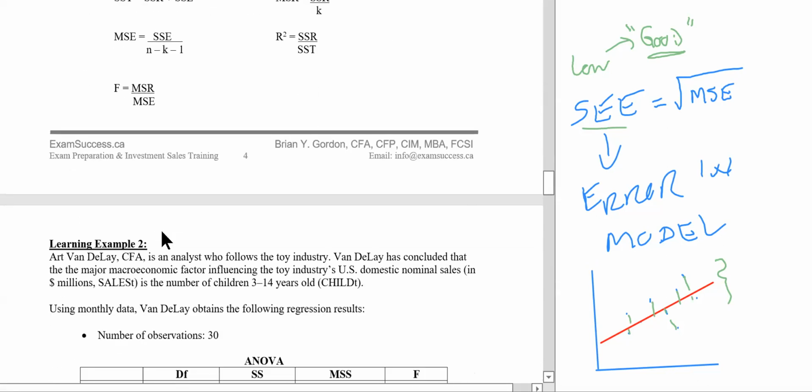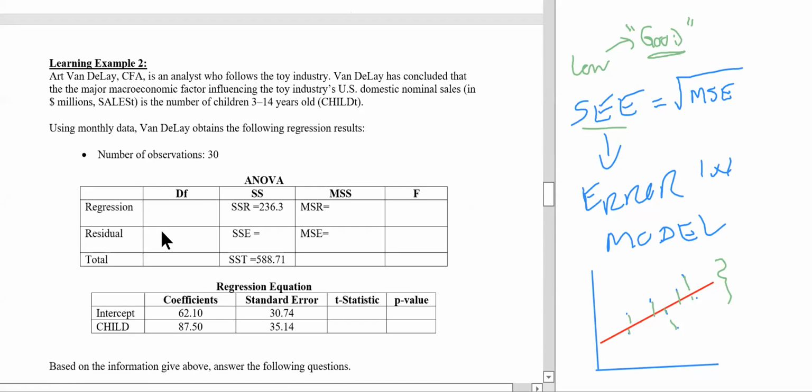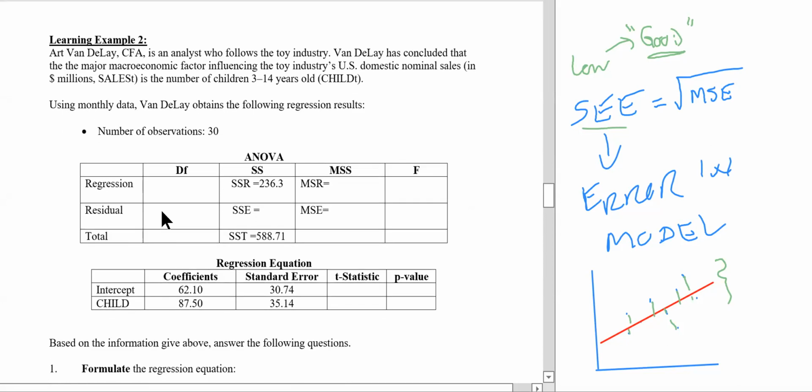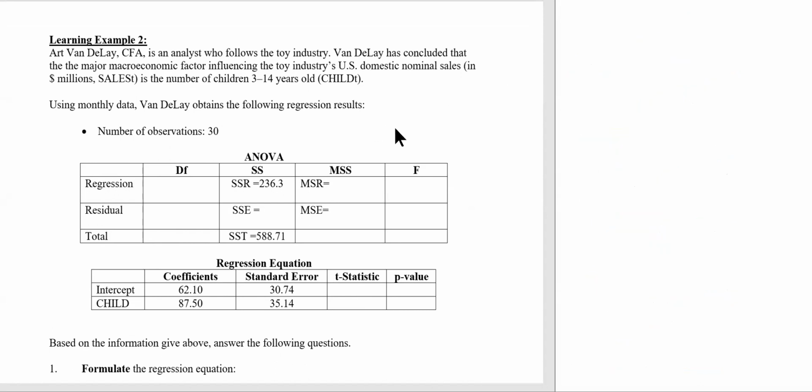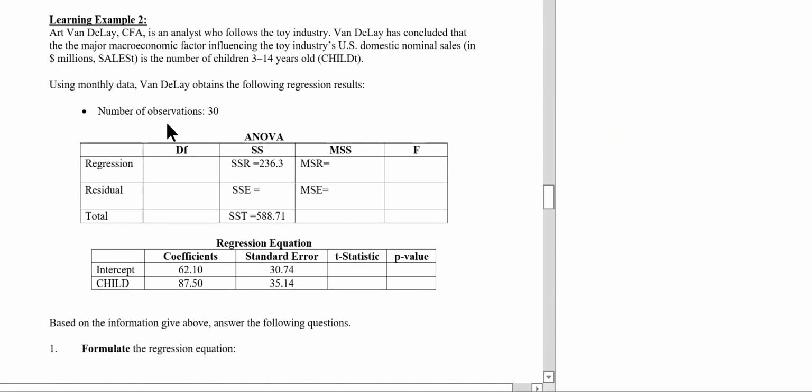The exercise that I see you coming across here is something like this. We've got an analyst following the toy industry who concluded that the major economic factor influencing the toy industry's U.S. domestic sales is the number of children, 3 to 14 years old. The analyst gathers 30 observations, and here's the ANOVA table and the regression equation. They've given us information here.